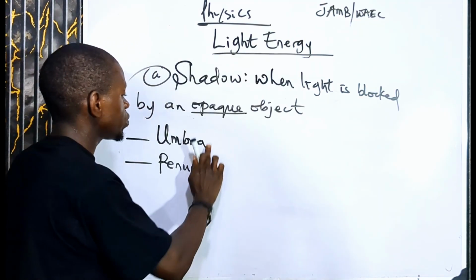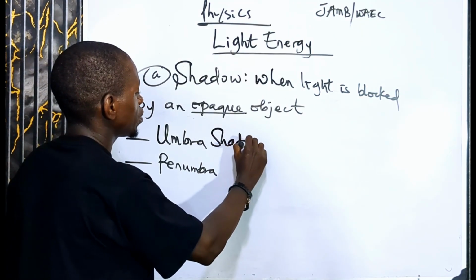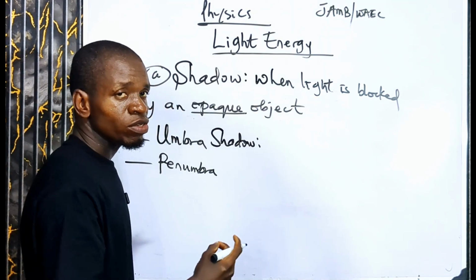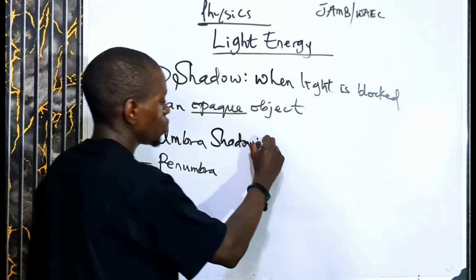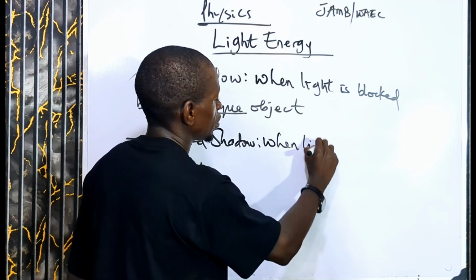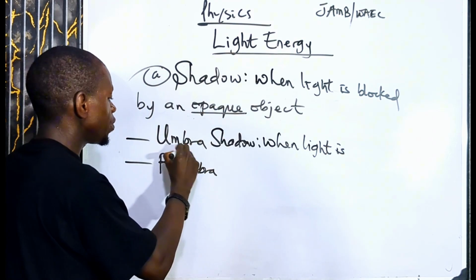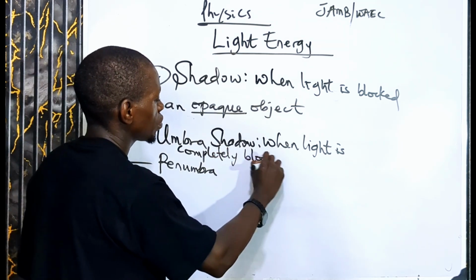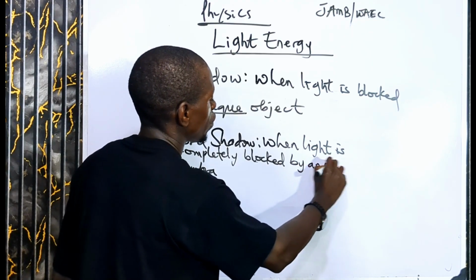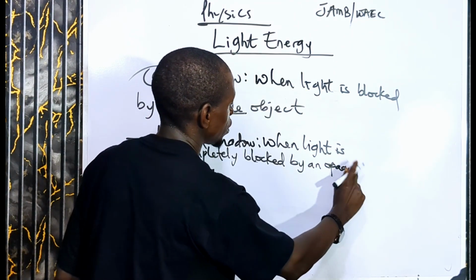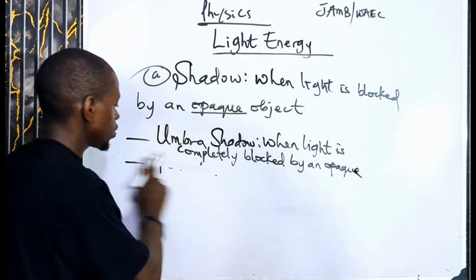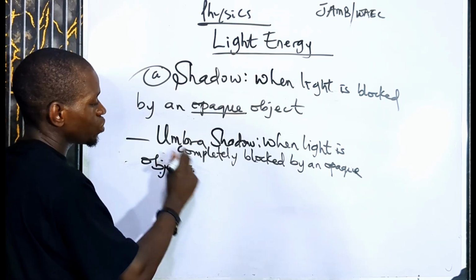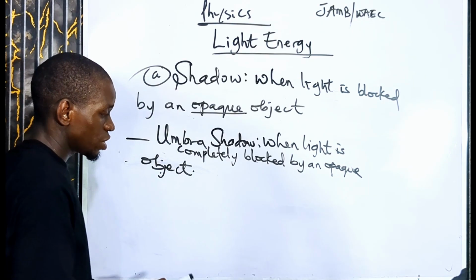So what is umbra shadow? Umbra shadow is where the light is being blocked by the opaque object completely. So when light is completely blocked by opaque objects, that will result in what you call umbra shadow. It will form the umbra shadow.